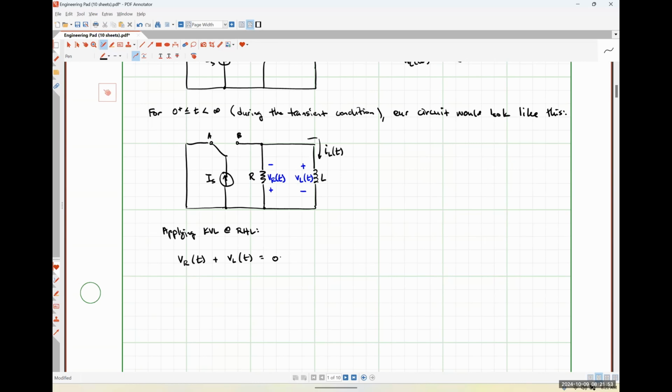So we now have enough knowledge that we can express VR of t in terms of our inductor current, and we can express VL of t in terms of our inductor current. So for the resistor, we just use Ohm's law, right? So that's just going to look like R times IL of t. And for our inductor, we are going to have L times the derivative of our inductor current with respect to time. And so what we've accidentally just stumbled into here is a first order differential equation.